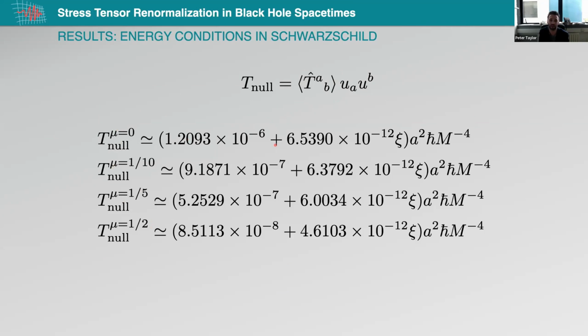We find here that basically everything is positive unless you take xi to be enormously large and negative, in which case the semi-classical assumption will be violated anyway. So I'm just pointing out that we find no evidence of null energy condition violation here, which is contrary to some results that Amos Ori and Adam Levi found for the Unruh state in Schwarzschild. So interestingly, we don't find any evidence of the null energy condition violation in our case.